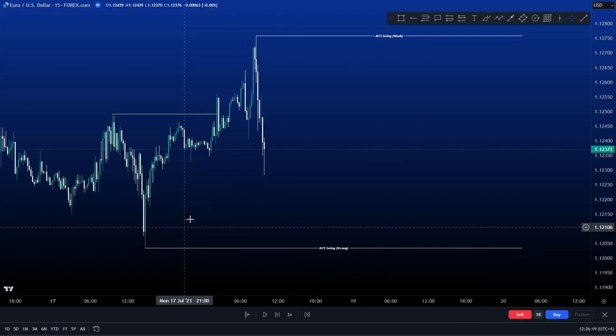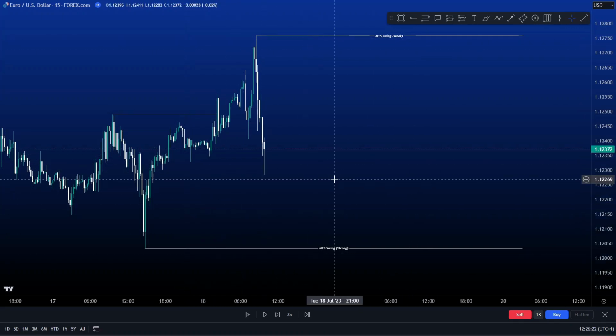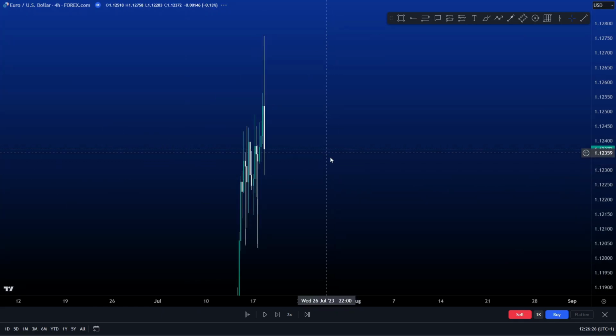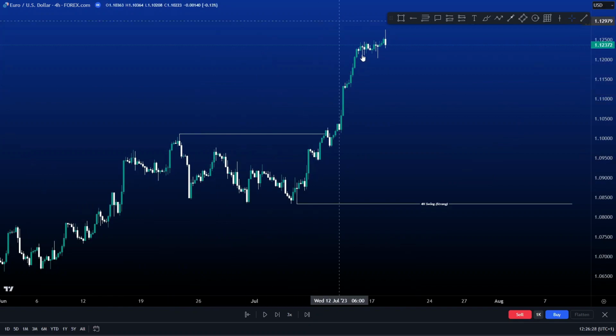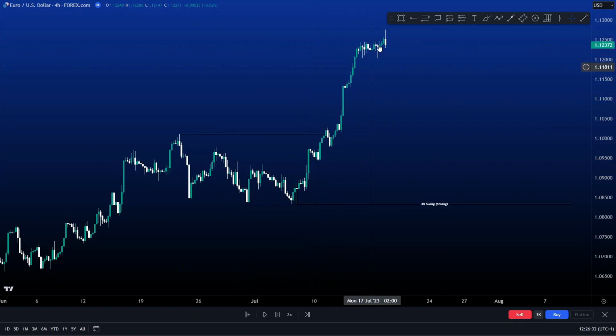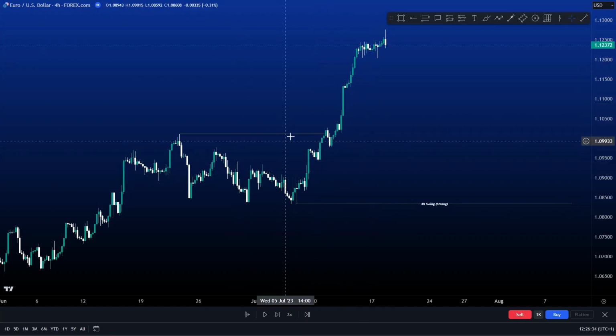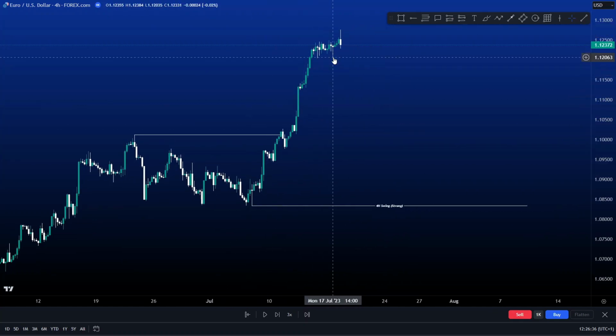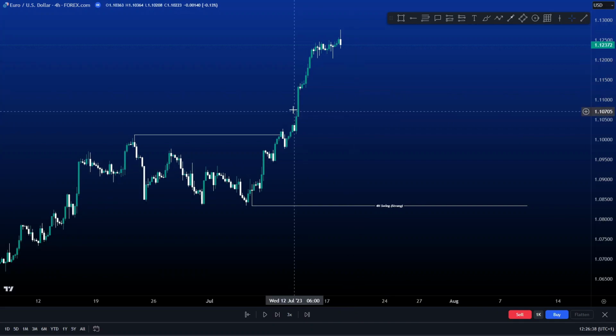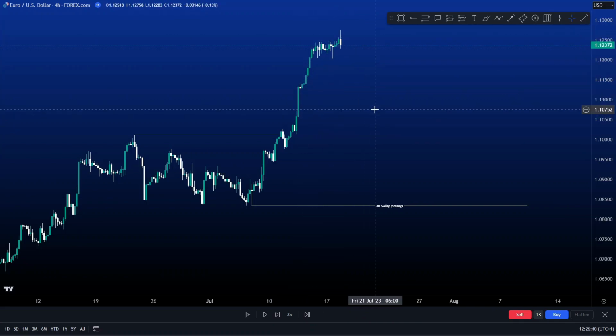So the M15 is bullish. The M15 swing structure is bullish. And the 4-hour swing structure is bullish. But the 4-hour is to know what phase we are in. So what phase are we in right now? We're in the push phase of the breaker structure. We don't want to be buying and we don't want to be selling yet because we haven't had our confirmation that the pullback has started.